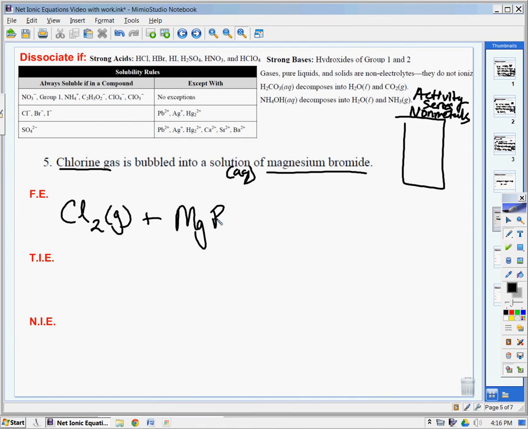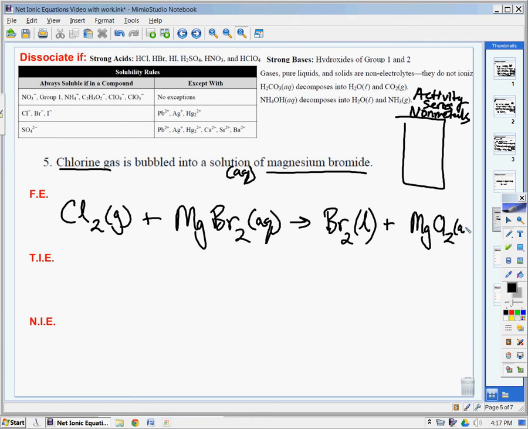Magnesium bromide, MgBr2, because magnesium is 2 plus and bromide's 1 minus. It's aqueous. And the chlorine is going to take its place, and the bromine is going to be kicked out. Bromine is normally a liquid at room temperature. You can look at a periodic table that has colors to see that, or look it up on Wikipedia or some other website to look up the data of bromine. Bromine and mercury are the only 2 elements that are normally liquid at room temperature. Anyway, the other product is magnesium chloride.